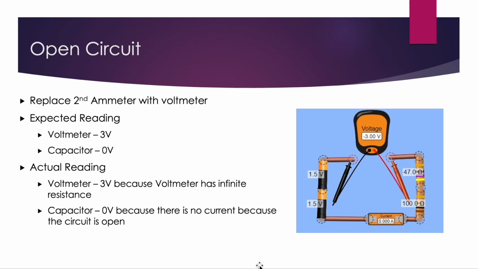We will be replacing one of the ammeters with a voltage meter. The expected readings through the voltage meter would be -3 volts, and the capacitor would end up becoming 0. The actual readings were also this. This is because the voltage meter has such high resistance, it is practically infinite resistance, causing it to have no current through the rest of the circuit.